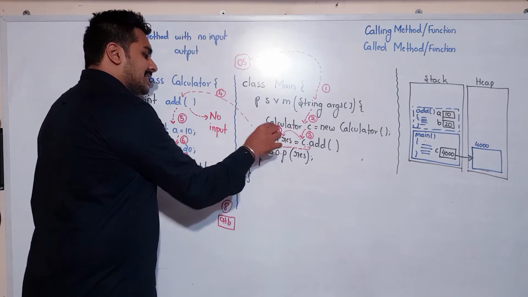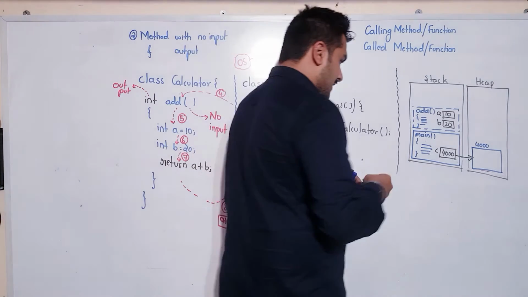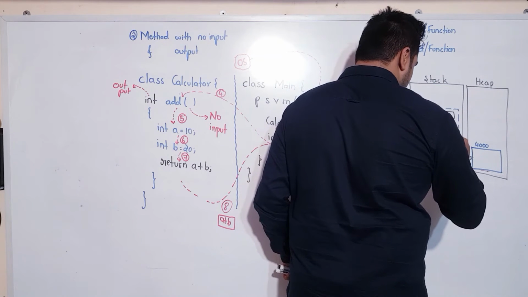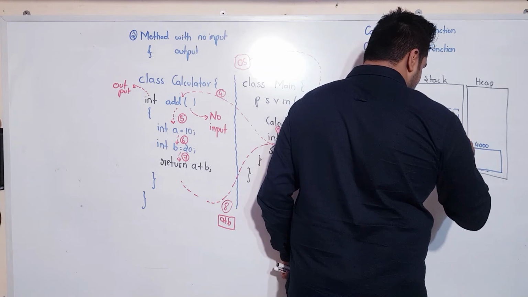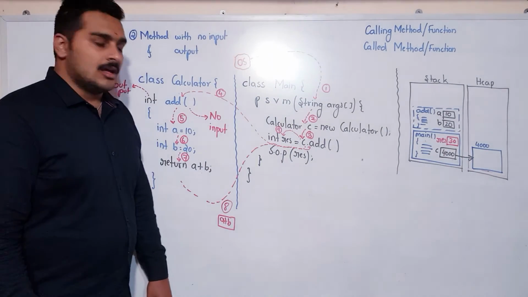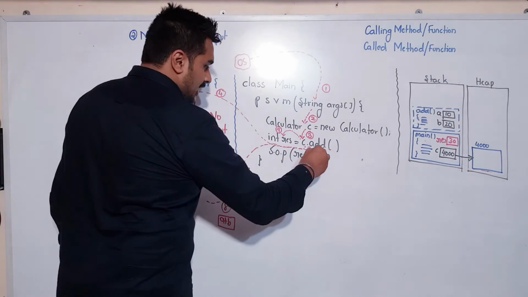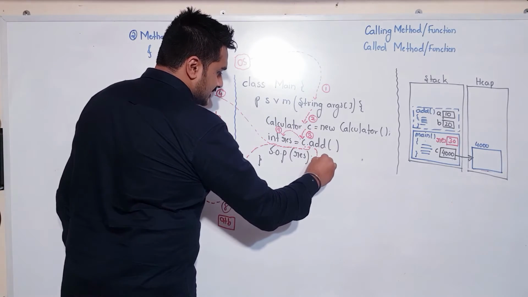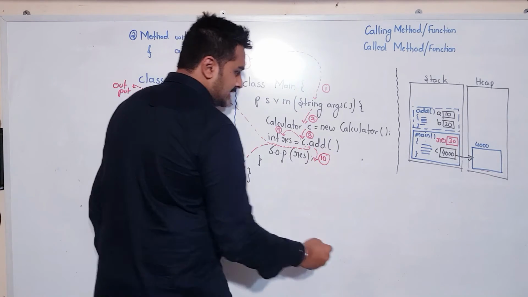In step number 9, RES is going to get one memory, whereas RES inside your main is going to get the result as 30, which is A plus B. After which, you're coming to your next line. This is step number 10. You're going to print the result.